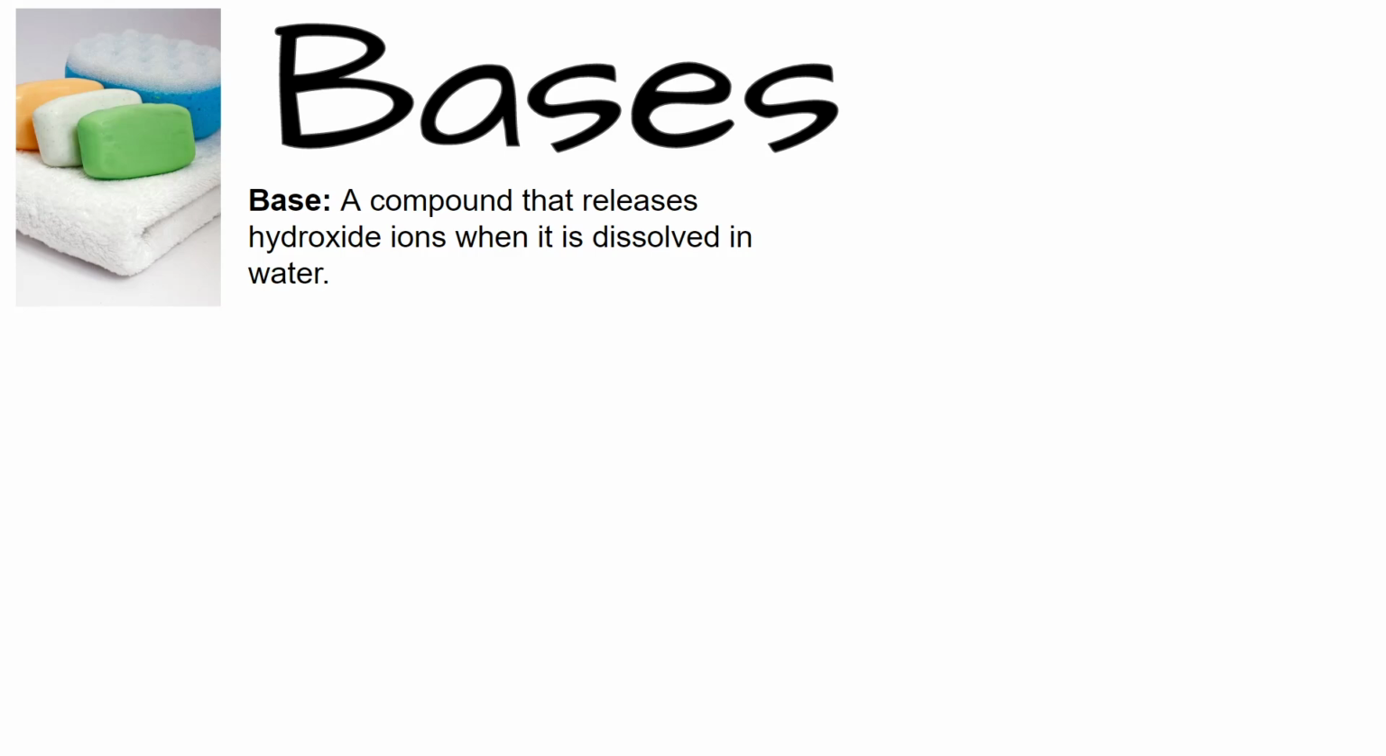We've already learned that an acid is a compound that releases hydrogen ions when it dissolves in water. A base, however, is a compound that releases hydroxide ions when it is dissolved in water. A hydroxide ion is an OH, or oxygen and hydrogen negative ion. When bases dissociate, they produce positive ions and negative hydroxide ions. Bases are proton acceptors.